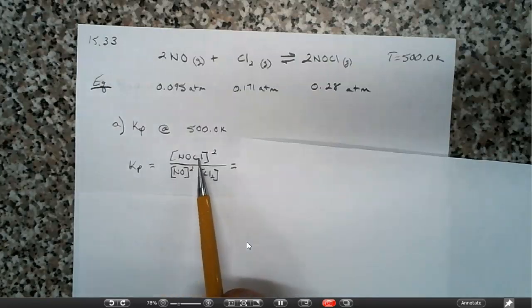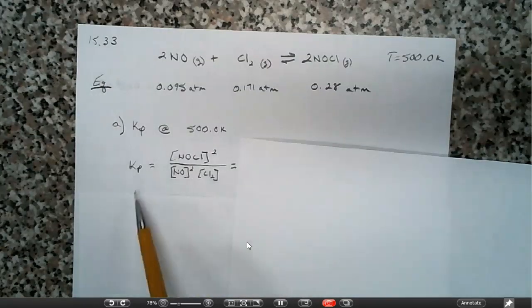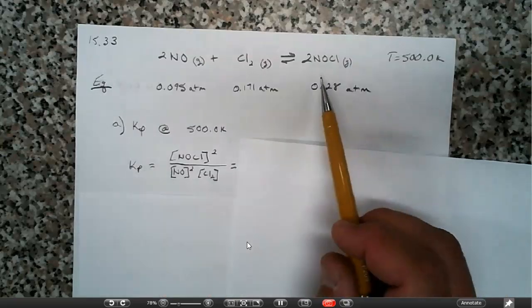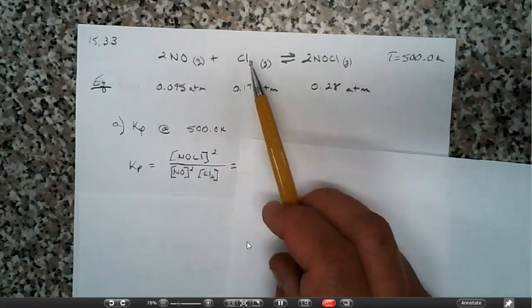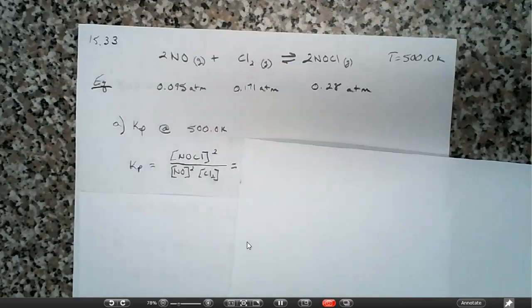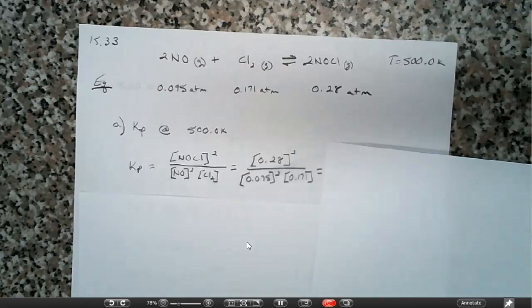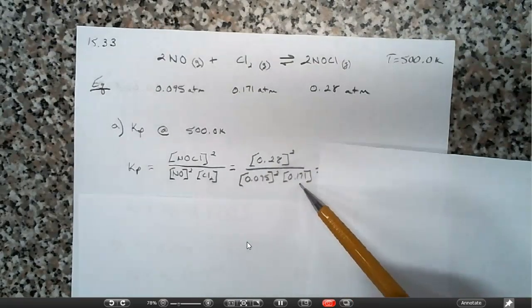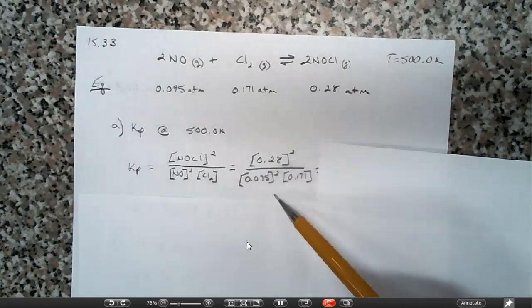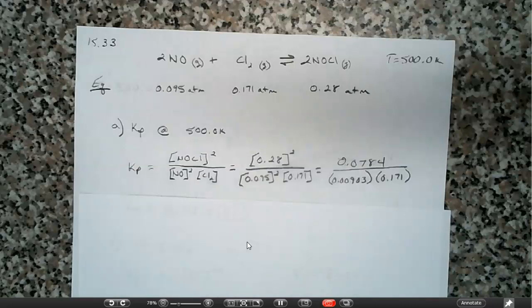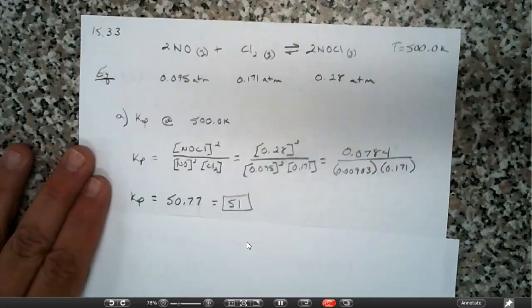I have my products over my reactants. I set it up exactly the same as if it were a Kc, but on this one here, I'm using partial pressures. I have my products over my reactants right here. Don't forget to square these. Now I can plug in my partial pressures, and notice that these are the atmospheres, 0.028, 0.095, and 0.171, and then they're squared.